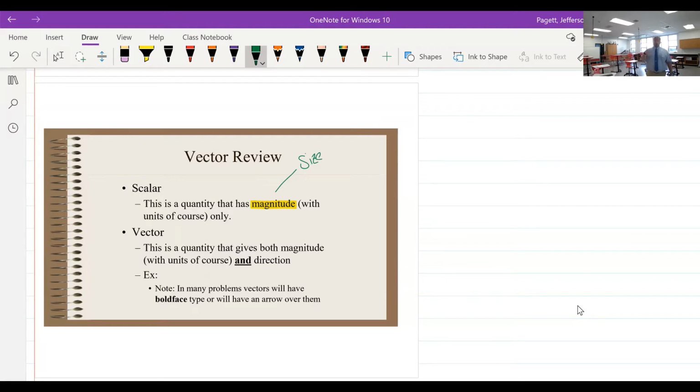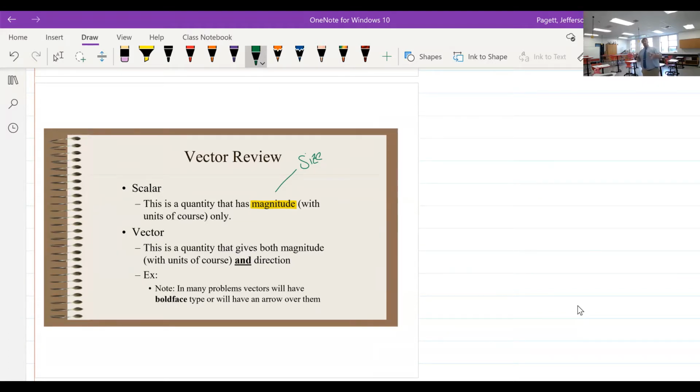Vectors, on the other hand, provide us with not only the size, but also the direction. So it's going to be more information. If I told you, hey, I walked 5 miles north, then you could say, oh, well, if he started here, here's where he ended up. And so it allows you to have more information about that.